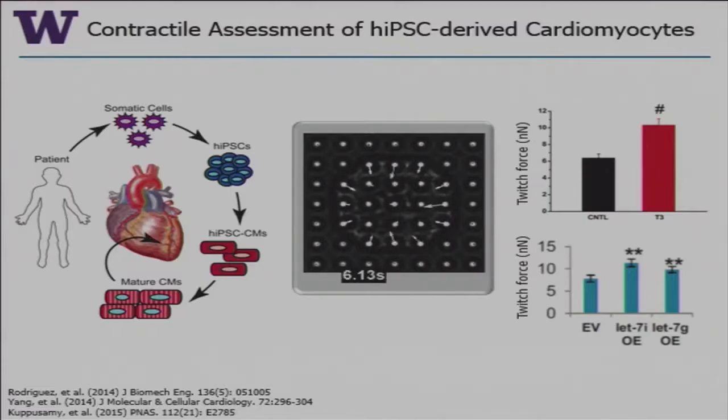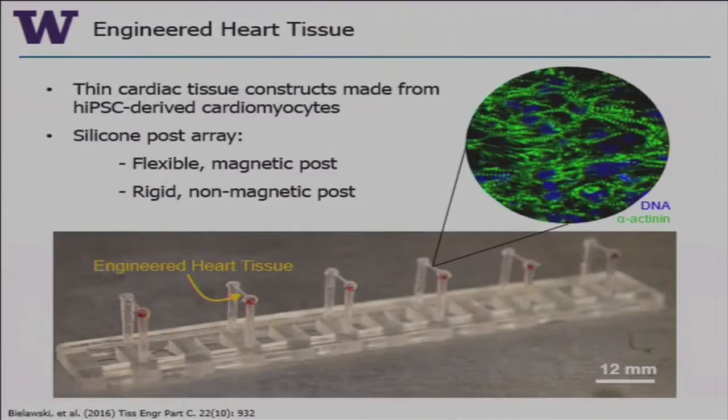Now, going into 3D, we've been working on these tissue-engineered constructs using these stem cell-derived cardiomyocytes. And instead of using microposts, we're using these much larger silicone posts. So what you're seeing here are engineered heart tissue, or what I like to call heart strings. These heart strings are pulling on these silicone posts, where one of them has a glass rod inserted inside of it, and the other one has a rare earth magnet embedded in that post.